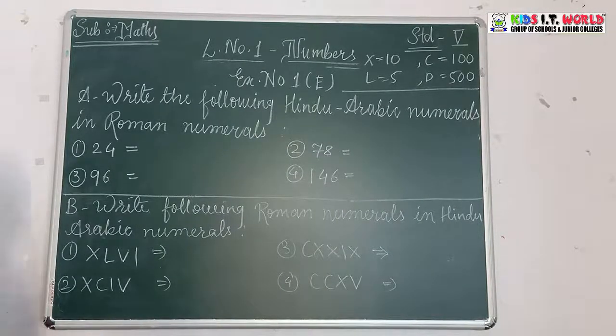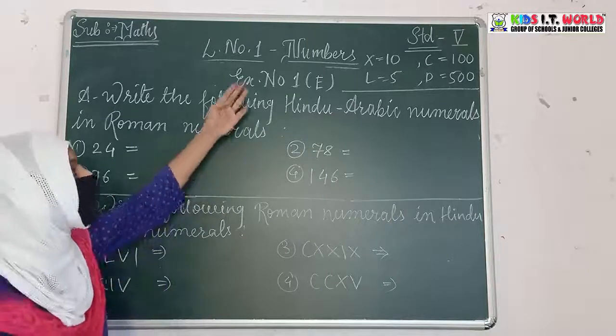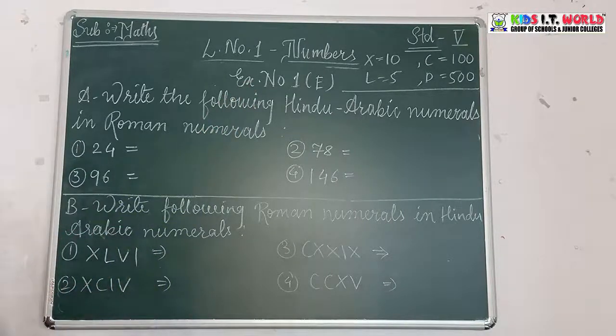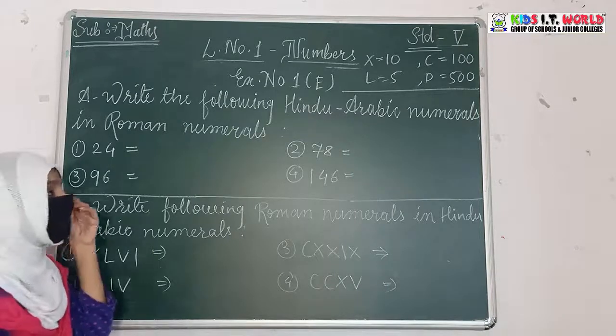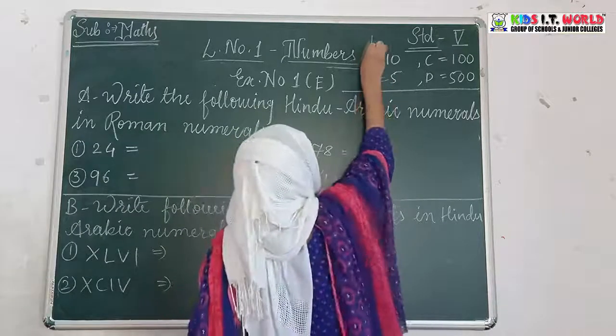So here we are starting the next exercise, exercise 1E. In this exercise the main topic is about the Roman numbers. In the previous year you may be aware of the Roman numbers, what the Roman numbers are, how you will write the Roman numbers. Here are some alphabets which denote the numbers.